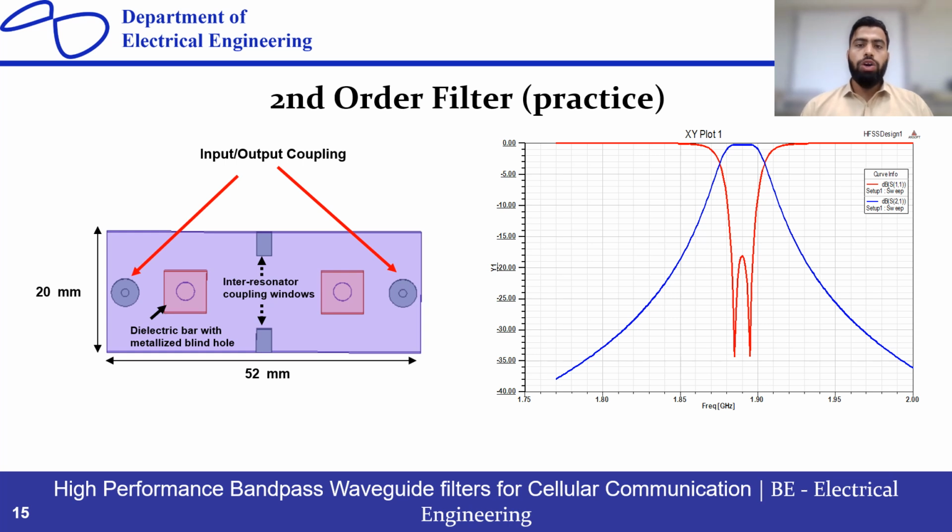Okay, so this is the second order filter which I also designed for my practice purposes. The design is the same as the previous, but the only thing that I changed here is the inter-resonator coupling windows. As mentioned here, these materials are actually the dielectric bar with metallized blend holes, and the dimensions are being shown here. And these are the results of this second order filter, which clearly show that the filter is resonating at almost the 1.842 gigahertz frequency.